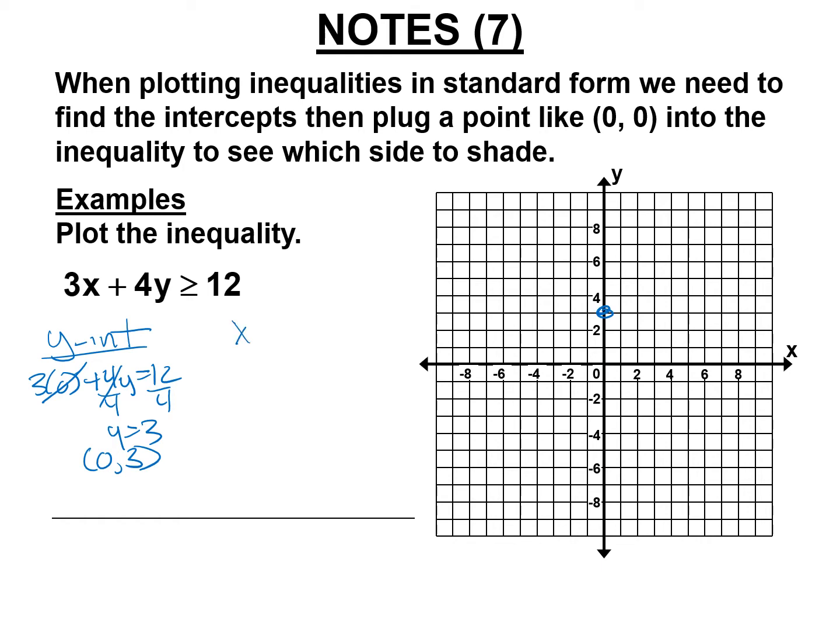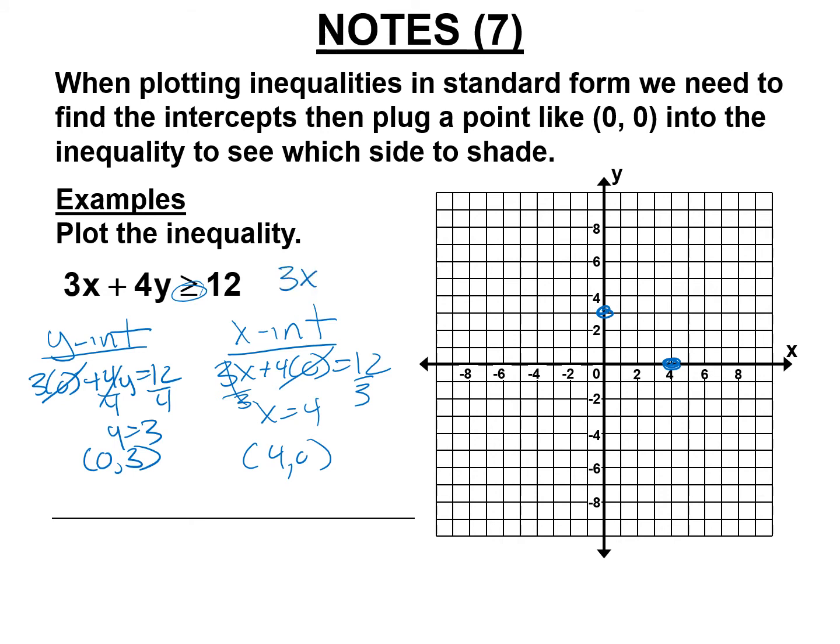The x-intercept is where y equals 0. So we divide both sides by 3, and x equals 4. So the x-intercept is 4, 0. Now, it's got an or equal to, so it's a solid line. So let's draw this. If we were doing the linear function, 3x plus 4y equals 12, it would be the line we're about to graph. So let's do that.